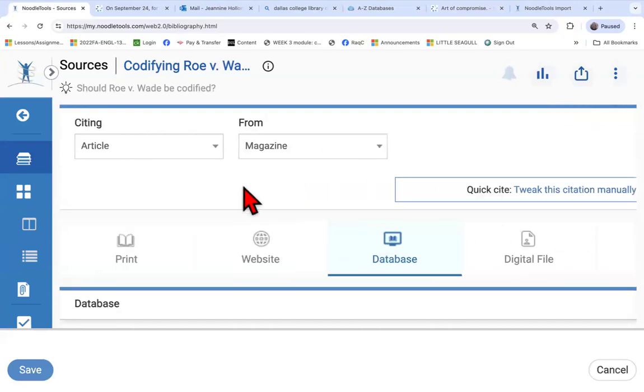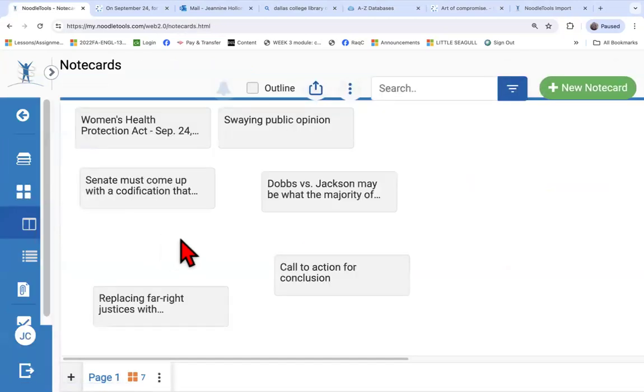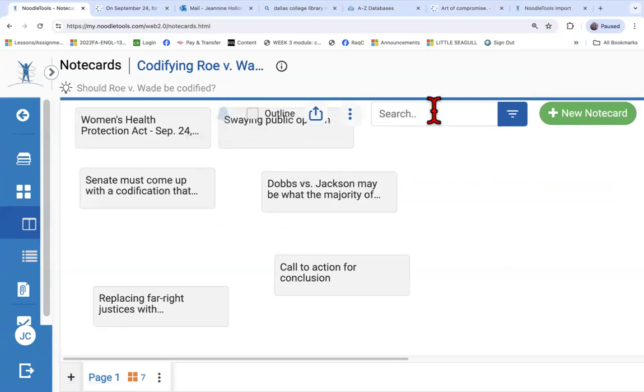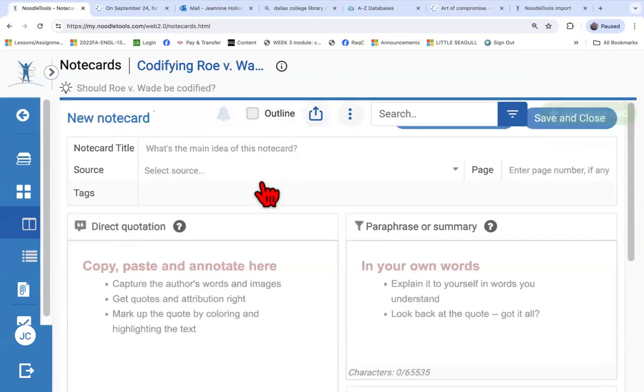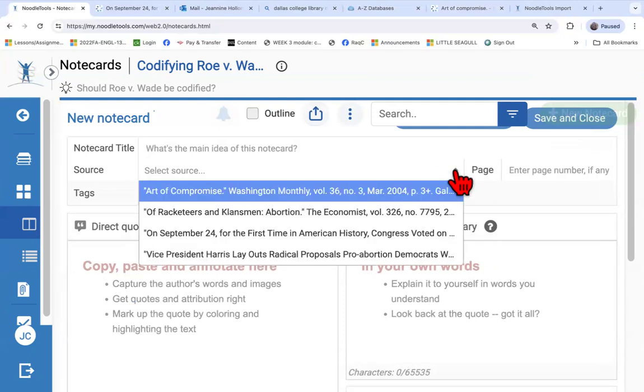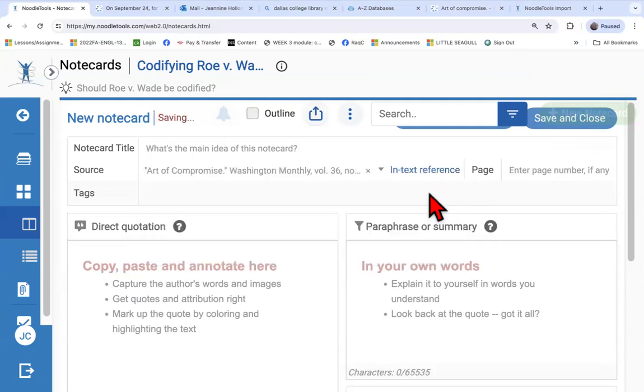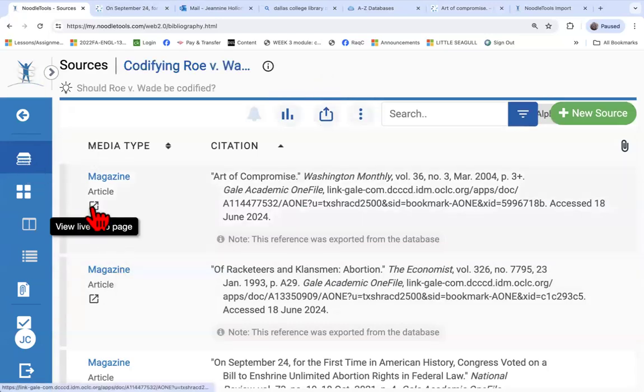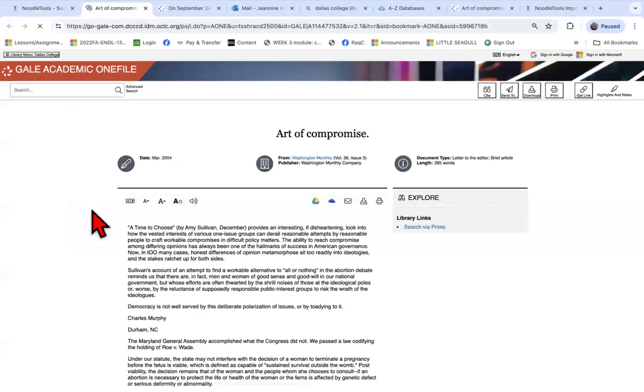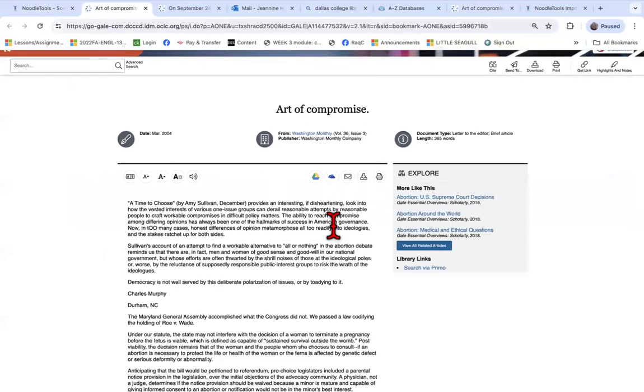All right. Okay. What's on Art of Compromise? So for right now, I'm just going to say new note card. And I know that the author is, okay, there is no author actually, it's Art of Compromise. And so what's the name of it? Well, I haven't really read it yet, so let's go back to sources and click here and bring up the article.